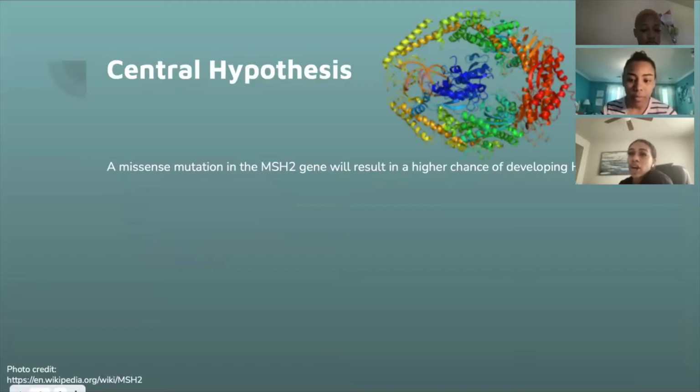After analyzing our lab book and the objective of this project, we were able to formulate the hypothesis that a missense mutation in the MSH2 gene will result in a higher probability of developing HNPCC. This is because, as previously stated, deficiency in MMR will ultimately increase the mutation rate.